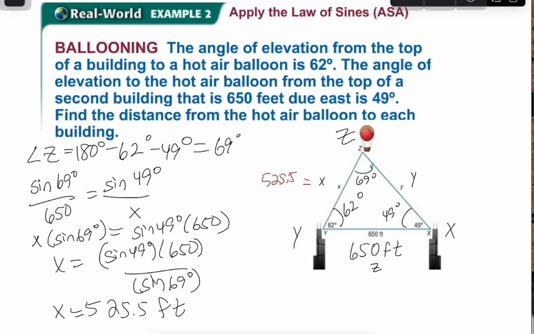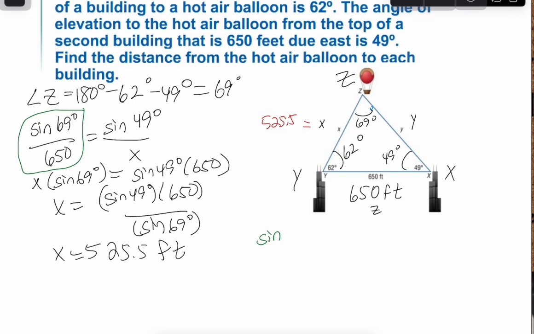Now, 62 degrees is between the 2 angles that we already had. So its measure should be something between 650 and 525. So that's a way to kind of check our work. Let's set it up one more time. So I'm going to use this again, that original information we knew about Z. So the sine of 69 over 650 is my Z pair. Now let's set up my Y pair, okay? So that's going to be the sine of 62 over Y. So that's my Y pair, and that's going to help me solve for Y.